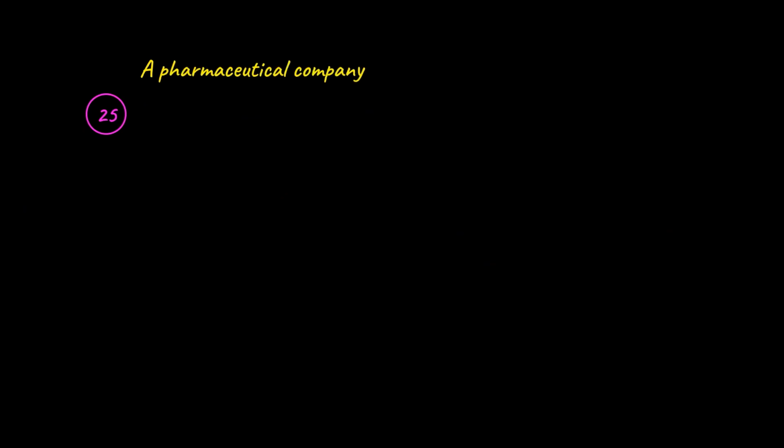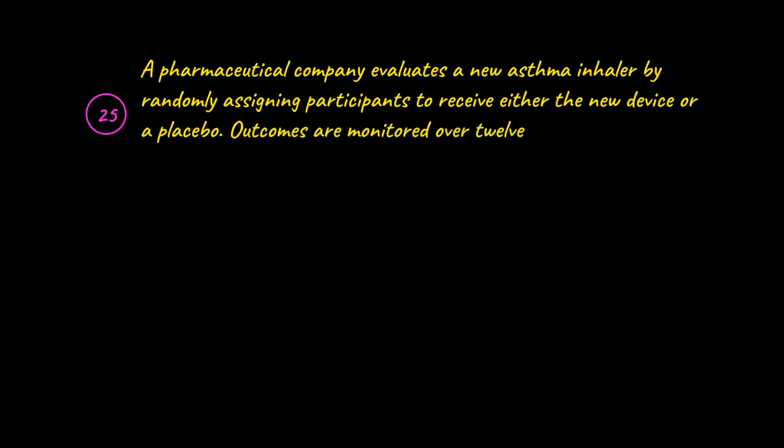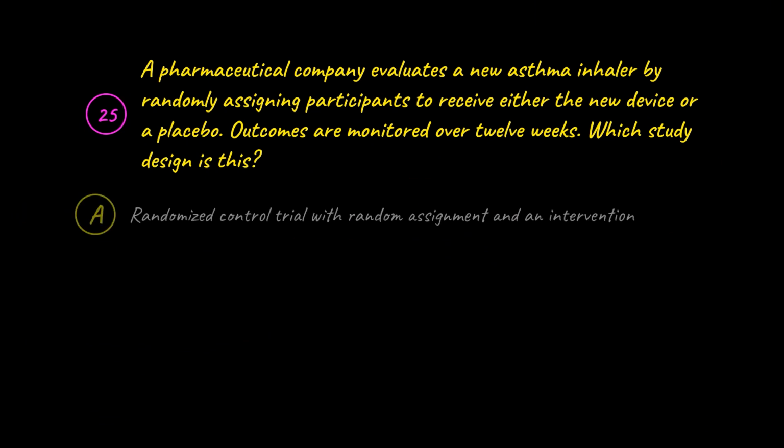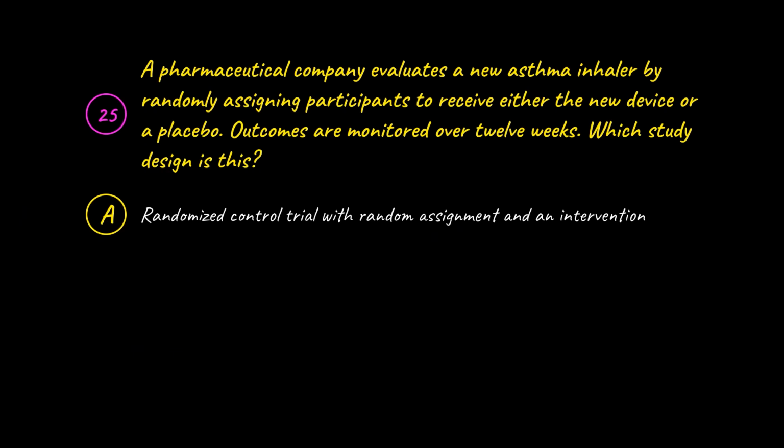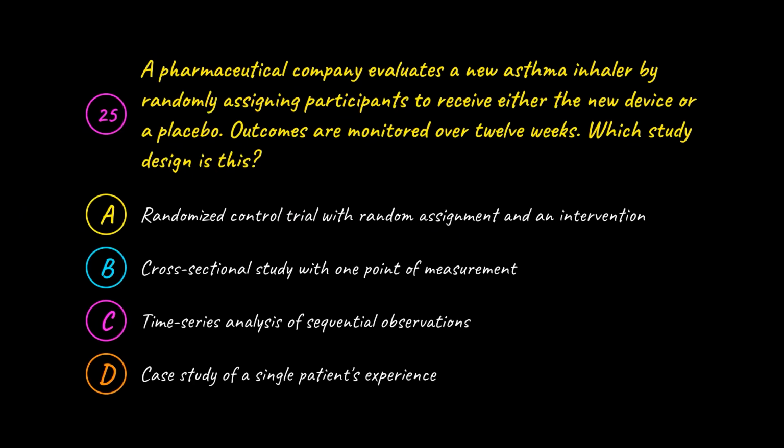Question 25. A pharmaceutical company evaluates a new asthma inhaler by randomly assigning participants to receive either the new device or a placebo. Outcomes are monitored over 12 weeks. Which study design is this? Your options are A. Randomized control trial with random assignment and an intervention. B. Cross-sectional study with 1 point of measurement. C. Time series analysis of sequential observations. D. Case study of a single patient's experience. Which one is it? Pause the video if you need more time.